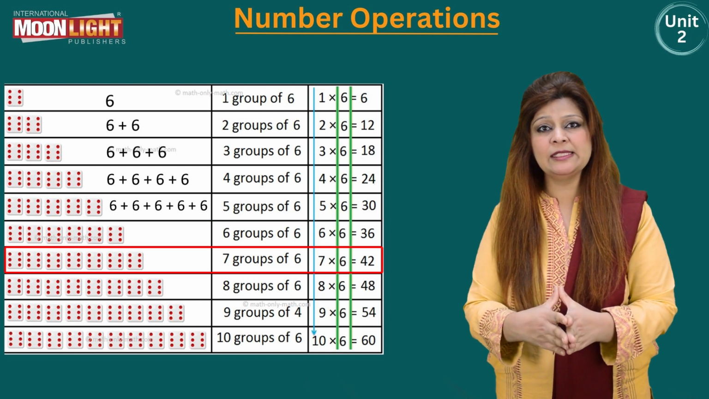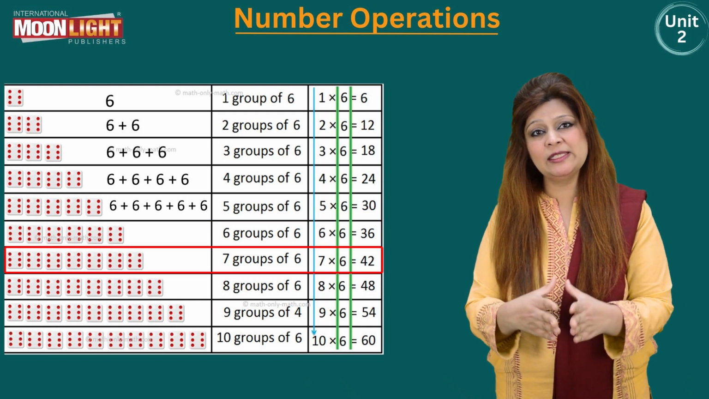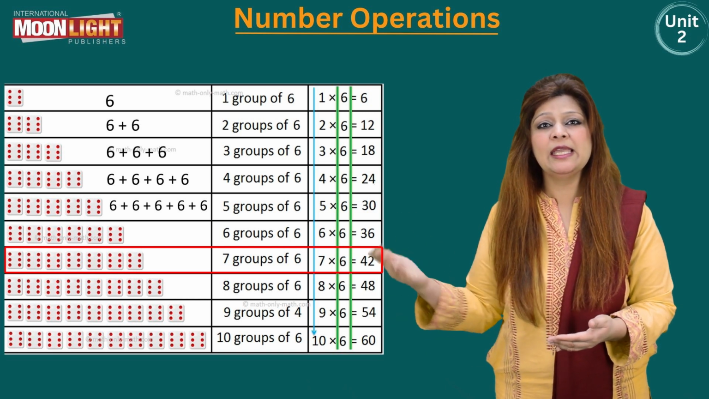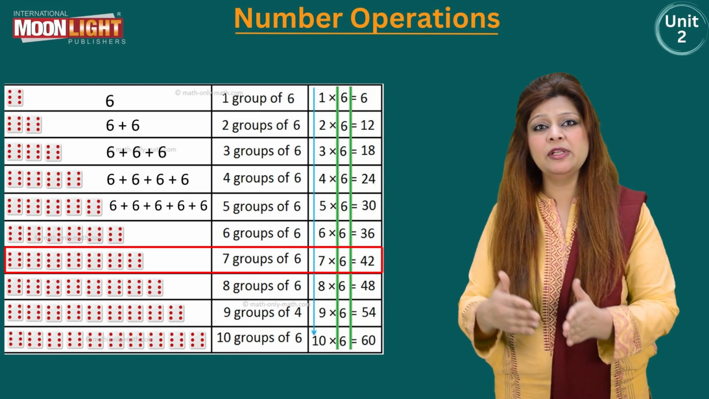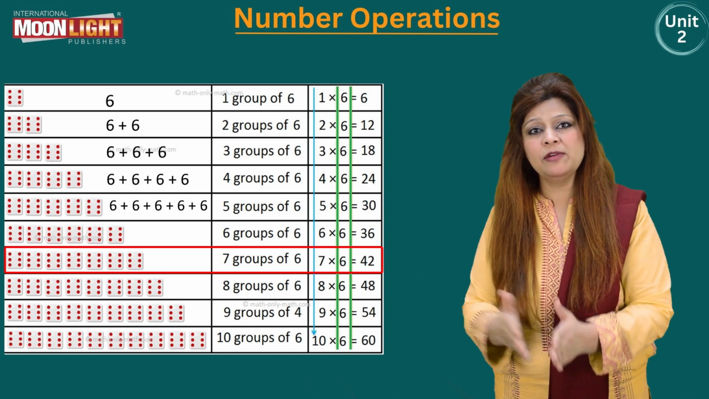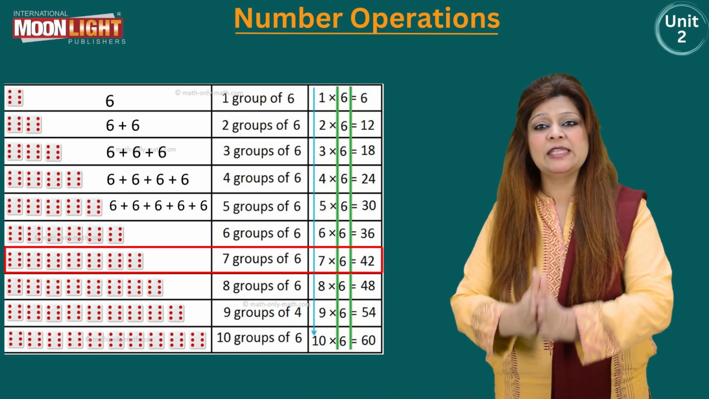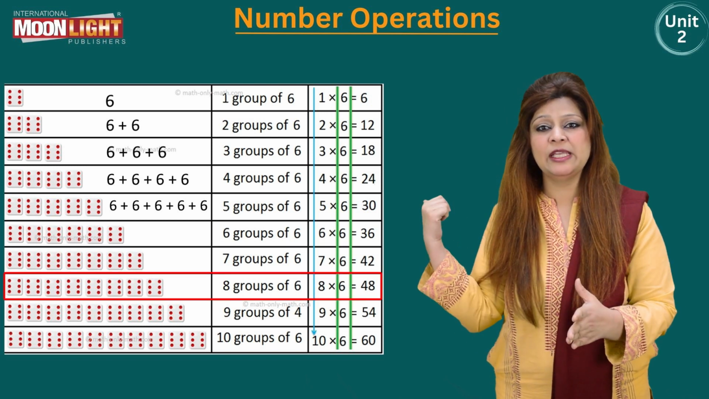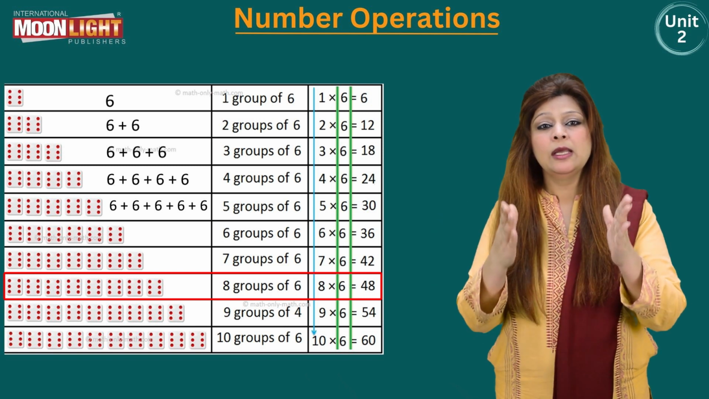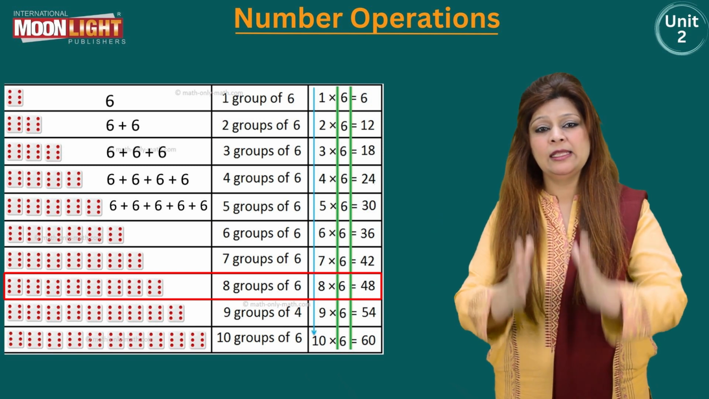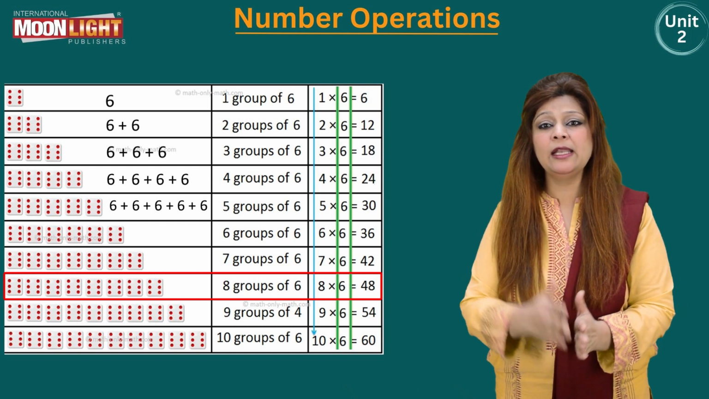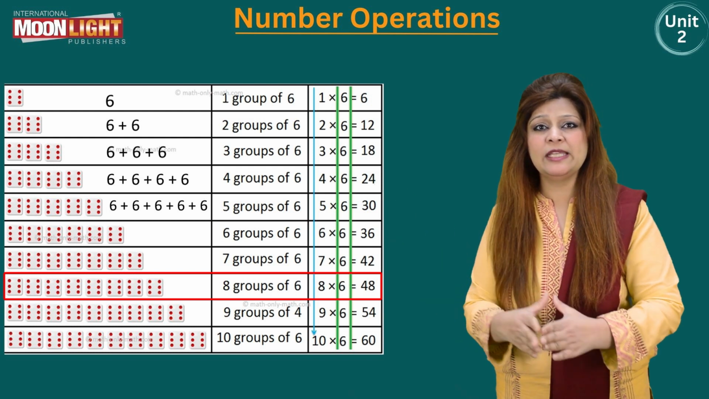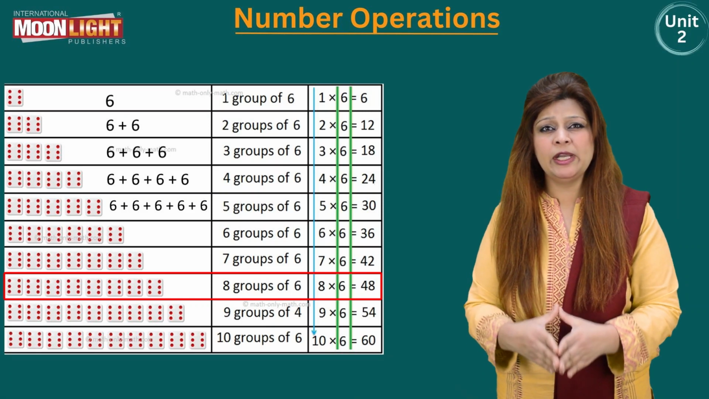Now 7 dice is given. 7 dice are showing how many 6s? Yes, 7 6s. I can say that 7 group of 6, or 7 multiplied by 6, or in words 7 6s or 6 7s are 42. Now 8 group of 6 dice are given. I can just add it on in the same way, and I can say that 8 into 6 is 48, or I can say 8 6s or 6 8s are 48.